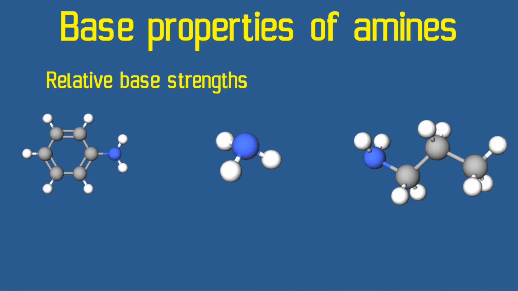Now, they do like to ask you to compare base strengths, so relative base strengths. Here I've got an aromatic one, so this is phenylamine. Here I've got ammonia, and the one at the end here, this is 1, 2, 3 carbons, so this is propylamine. Now, we've got to compare these. So we're using ammonia as kind of the reference, the middle ground, and we're comparing the other two to it.